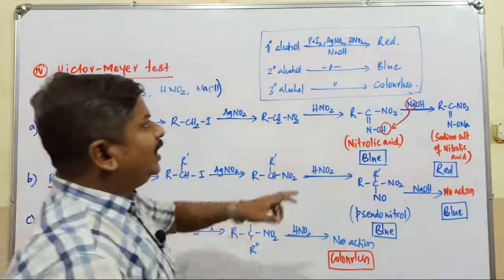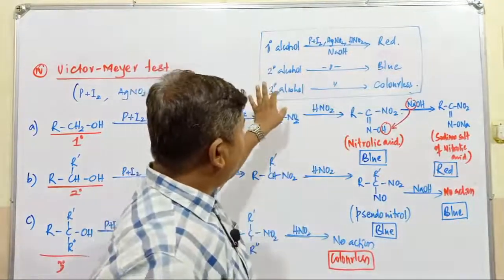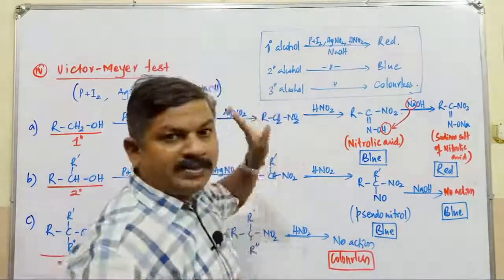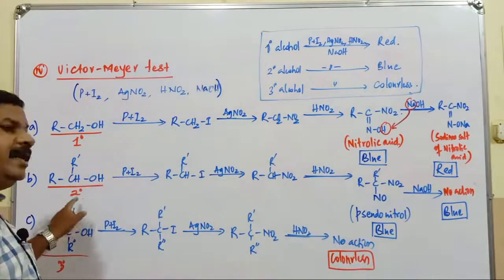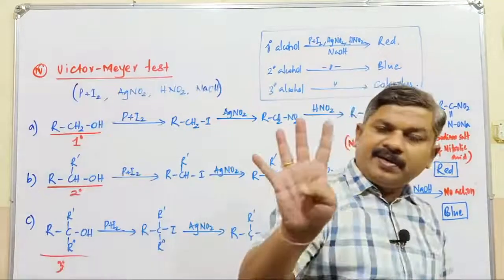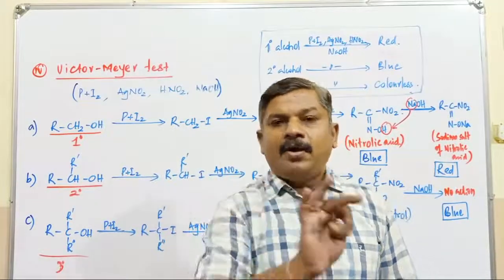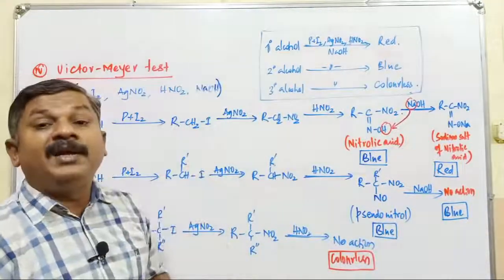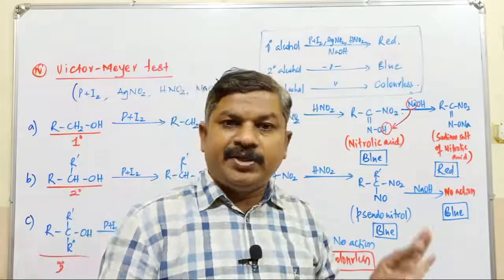Same thing I have mentioned in a brief manner. If finally a red color compound is produced, it is primary. If a blue color compound is obtained, then it must be secondary alcohol. And if the compound is colorless because of no action with HNO2, then the alcohol is tertiary alcoholic compound. So this is the fourth test, distinguishing between primary, secondary and tertiary alcohols. Students, four tests we have discussed. First one is Lucas test. Second one is the red hot copper tube test. Next is the dichromate test. And fourth one is Victor-Meyer test. This is about the distinction between primary, secondary and tertiary alcohols.